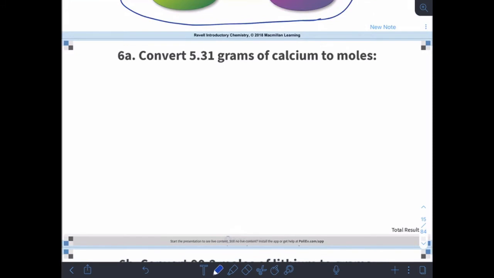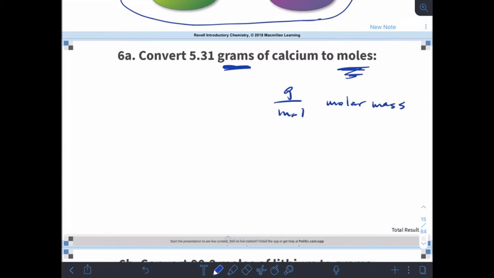So let's take a look at this problem. Convert 5.31 grams of calcium to moles. Right? So let's sort of dissect it just a little bit because it's a pretty simple, it's a one-line statement. What do we have here? We have grams and we have moles. Right? So what unit of conversion do we have? Grams and moles is molar mass. And we get that from the periodic table.